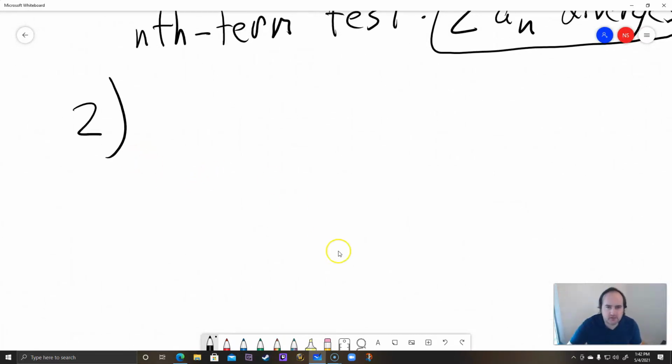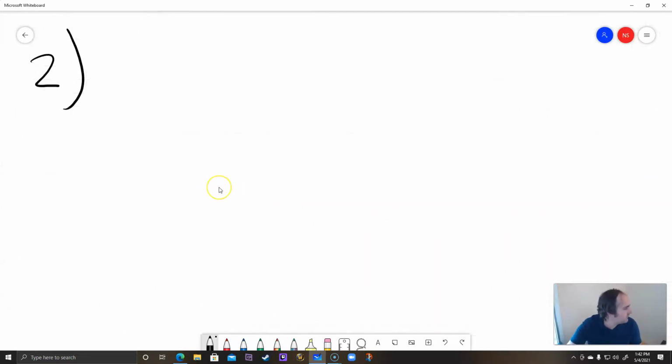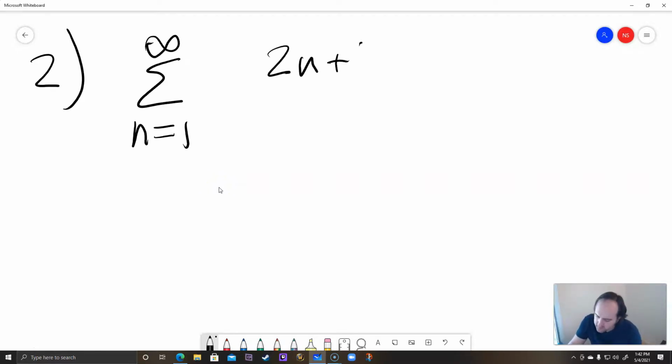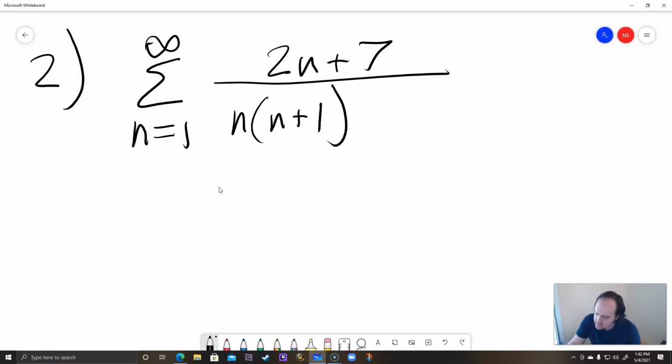For example number 2, we have the sum from n equals 1 to infinity of 2n plus 7 over n times n plus 1 times n plus 2. The sum from n equals 1 to infinity of 2n plus 7 all over n times n plus 1 times n plus 2.